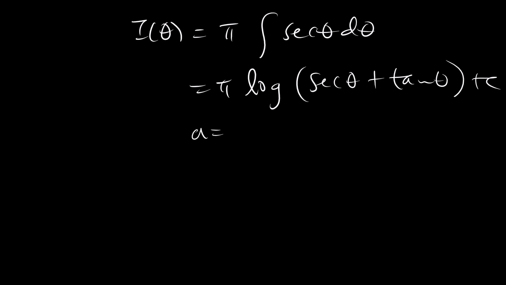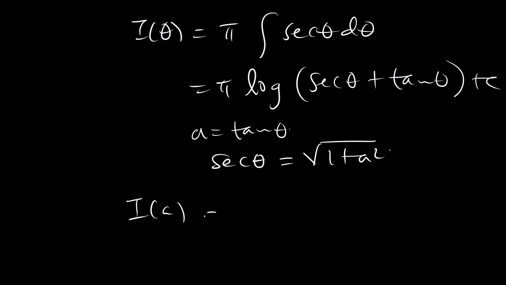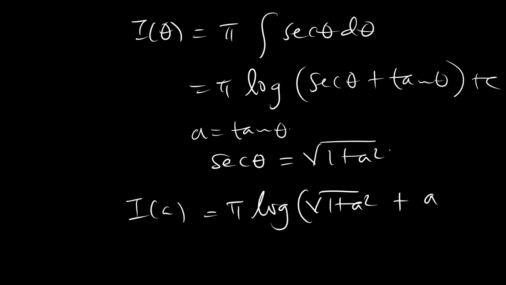Since we said a is equal to tangent of theta, what does that mean? It means that sec theta will be equal to the square root of 1 plus a squared. So in other words, I(a) is equal to pi times the natural logarithm of the square root of 1 plus a squared plus a, plus c.